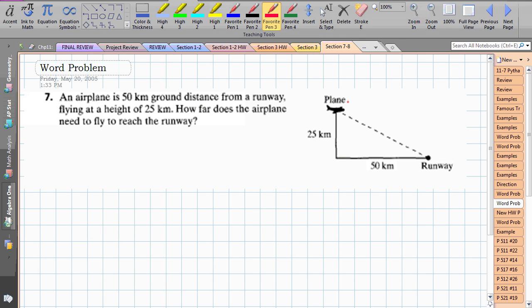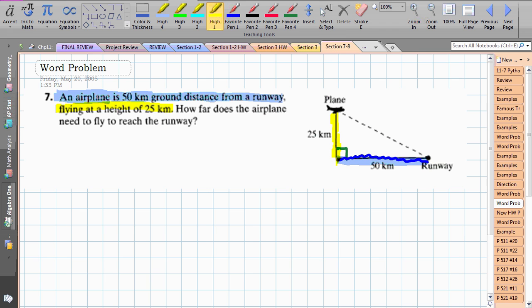Well, in this case, they drew a picture for us, and hopefully you'll see that this is a right triangle in here. So we have an airplane that is 50 kilometers ground distance from a runway. So even though the plane is flying up above in here, when they talk about ground distance, they're talking about the distance along the ground. That's 50 kilometers. And it's flying at a height of 25 kilometers.